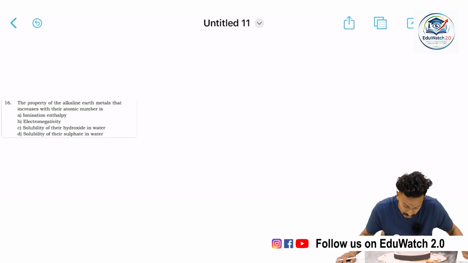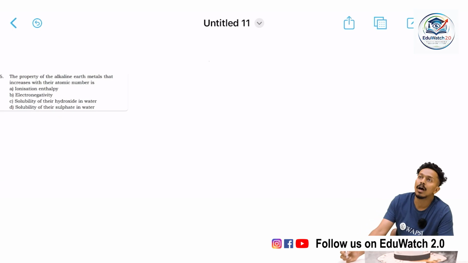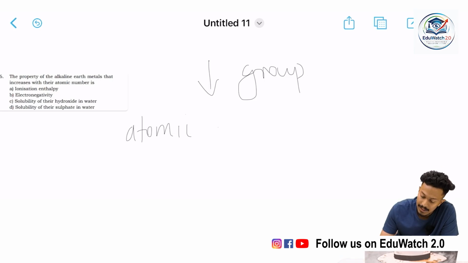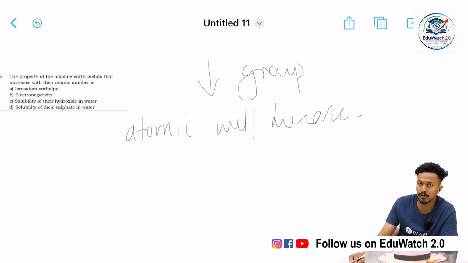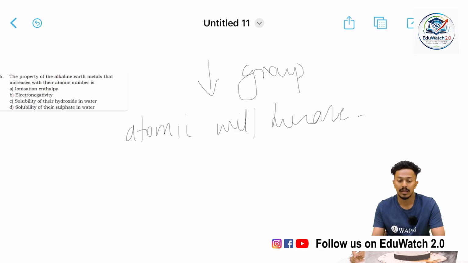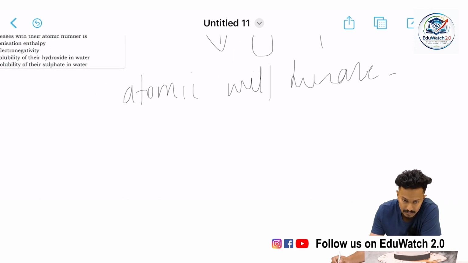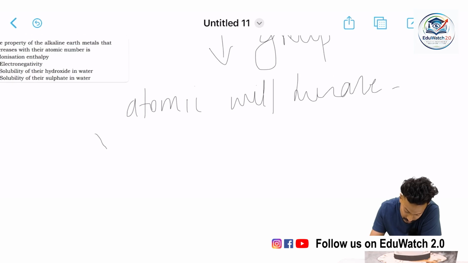Am I right? Yes. So in these alkaline earth metals, along the downward group, we have that atomic radii will increase. Am I right? Yes, atomic radii increase down the group in alkaline earth metals. So the bond order of all the elements in alkaline earth metals increases down the group, so that we get an increasing order from beryllium to strontium, okay.